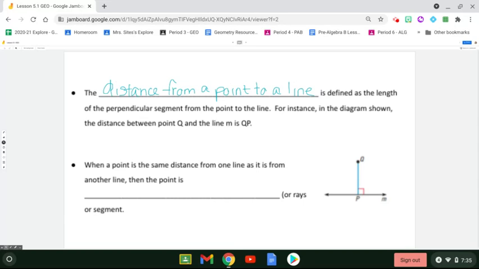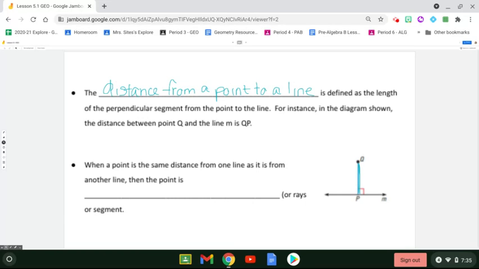So it says, for instance, in the diagram shown, the distance between point Q and the line M is QP. Okay, so this length here of QP would be that distance. And notice how we don't have that segment symbol above it when we talk about a distance.